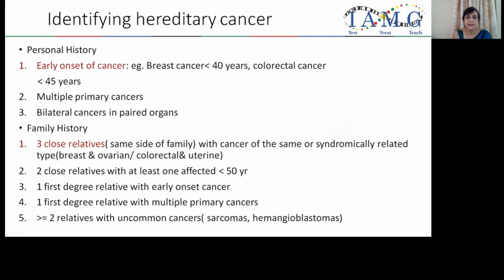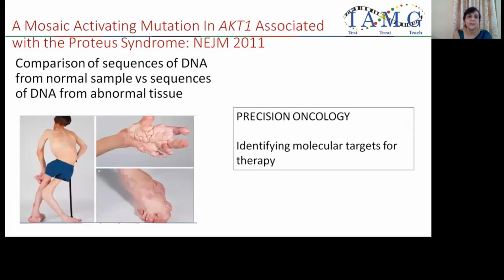Identifying familial cancers, the first important clue is early onset cancers and then multiple family members affected. So hence a detailed pedigree should be drawn for each patient with cancer.